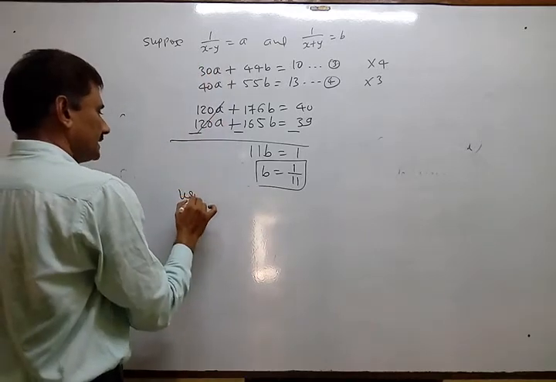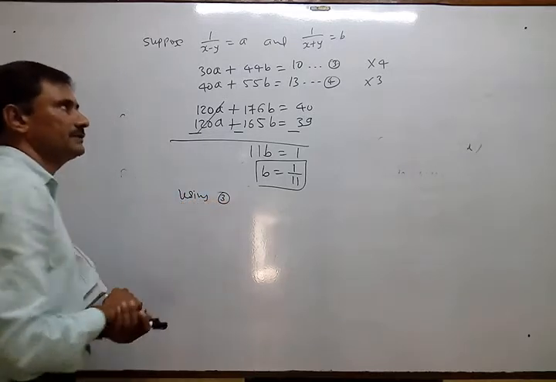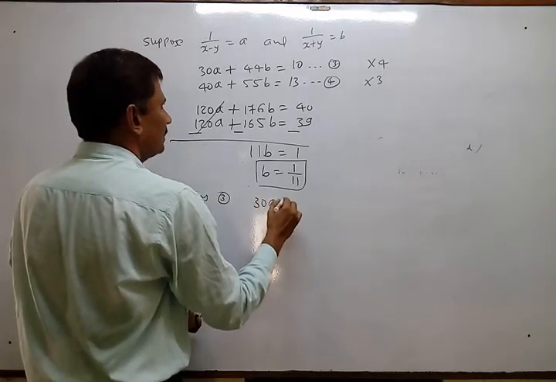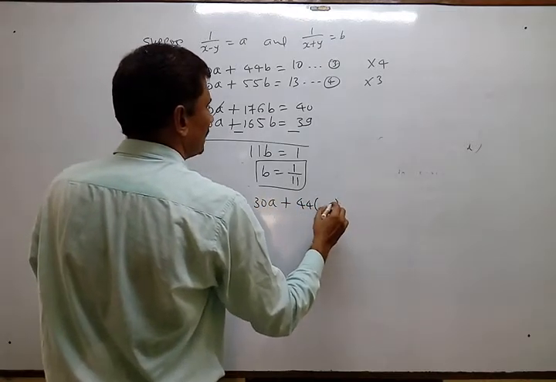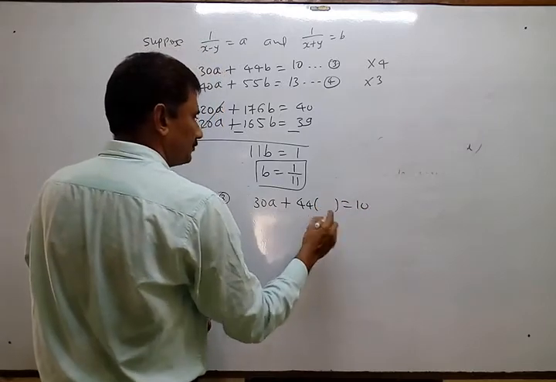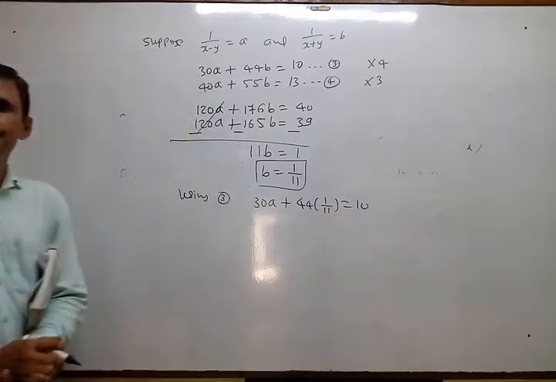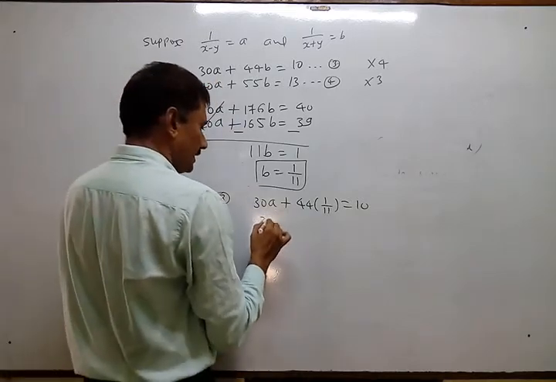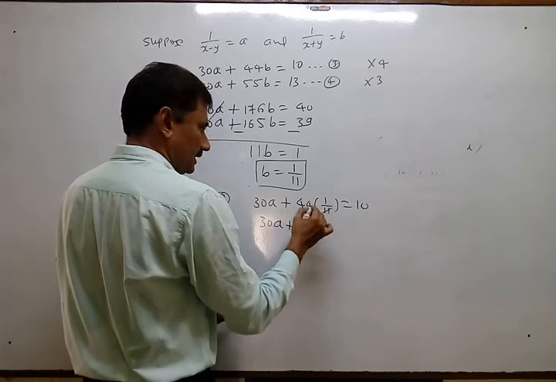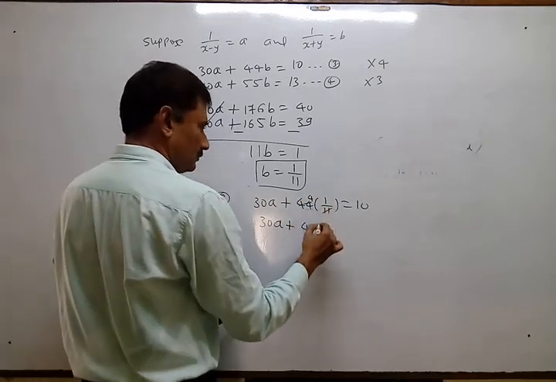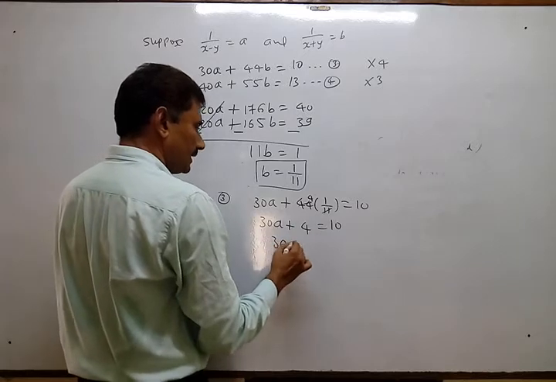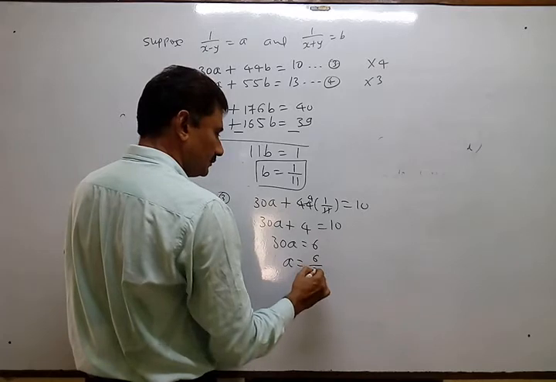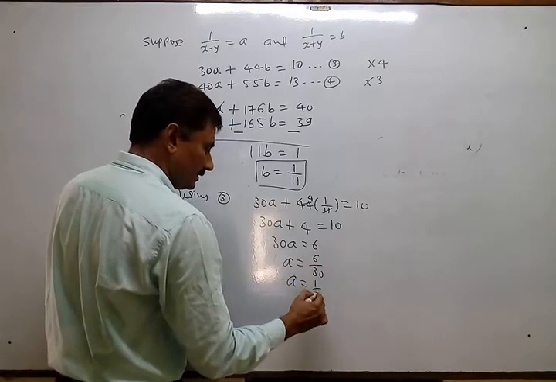So not first, second, but third one. So using equation number 3. Okay. Now 38a plus 44b equal to 10. Now instead of b, write down 1 upon 11. You can use the fourth one also, anyone. So 38a plus 4, because 11 4s are 44, equal to 10. So 38a equal to 10 minus 4, 6. So a equal to 6 upon 30. So a equal to 1 upon 5.